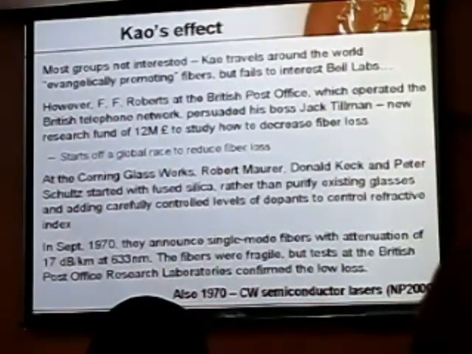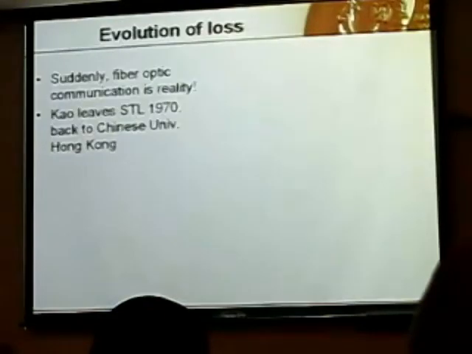And the only people in the world you could send it to at that point was the British Post Office. They sent it to the Post Office and confirmed that yes, these things have low loss. Also in 1970, you got semiconductor lasers operating continuous wave at room temperature, for which the Nobel Prize in Physics was given in 2000. So now you have the source, now you have the fiber. Suddenly, fiber optic communication has become a reality.